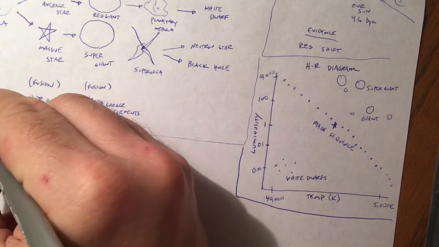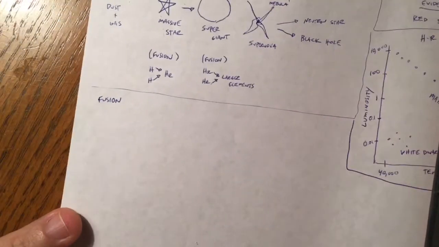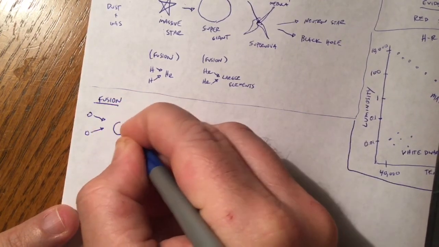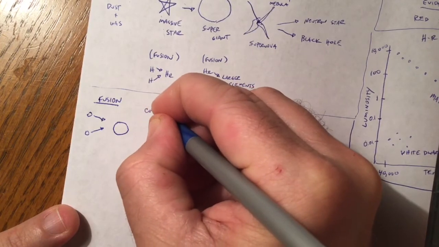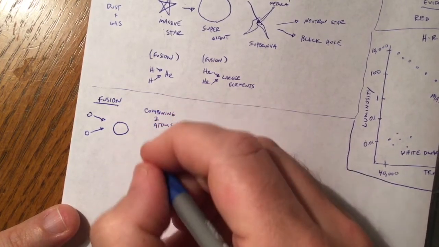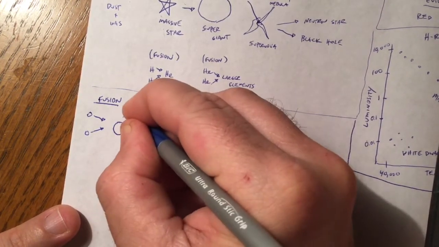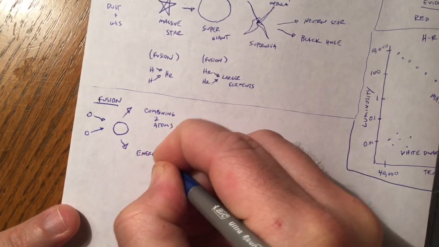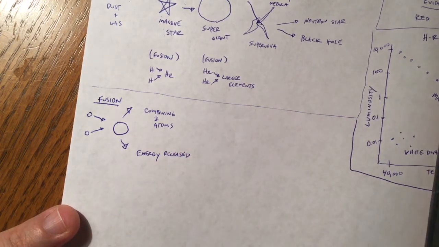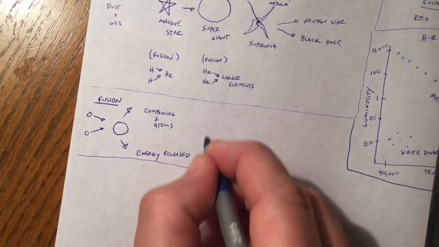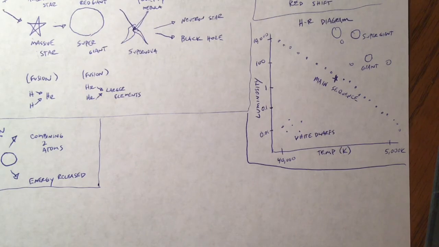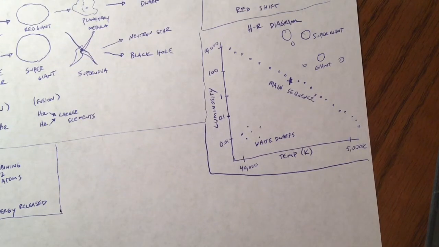Just a little more about nuclear fusion. Nuclear fusion is combining two atoms into a larger atom. They are fusing together. And when that happens, energy is released. And that's the opposite of fission, which splits the atom. That's what happens inside a nuclear power plant or a nuclear bomb. Let's see, what else do we need to know?